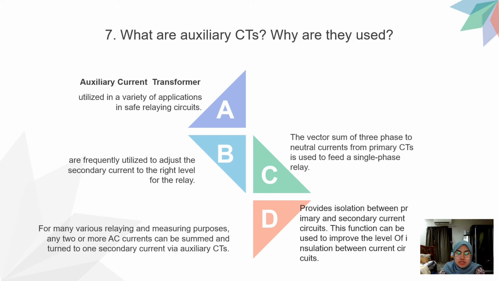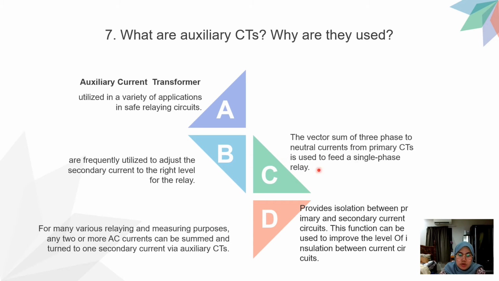Okay, for question number 7, what are auxiliary current transformers and why are they used? Auxiliary current transformers are utilized in a variety of applications in relaying circuits. They are also frequently utilized to adjust the secondary current to the right level for the relay.